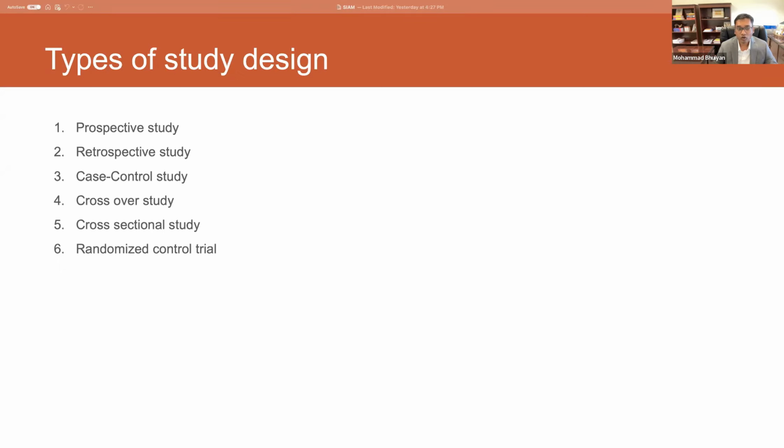Cross-sectional study is when we have a specific time point. Suppose we want to do research on 2020 or 2018. Any specific time point is called cross-sectional. Randomized control trial: when you have a clinical trial and you randomly select a patient and put that person in a group, it's called randomized control. You don't just select someone. Randomly you take one and put them in one group, and randomly take another patient and put them in another group, which is called a randomized control trial.